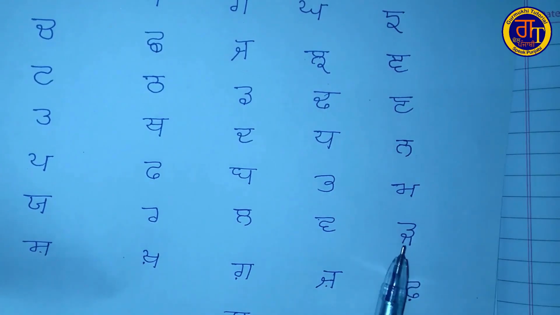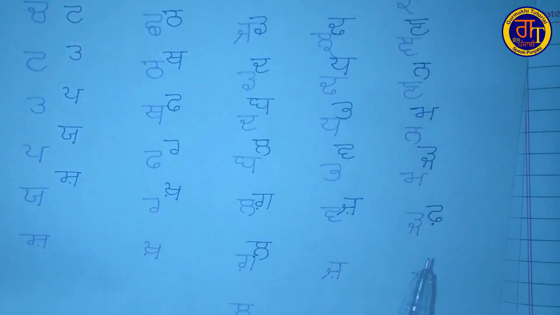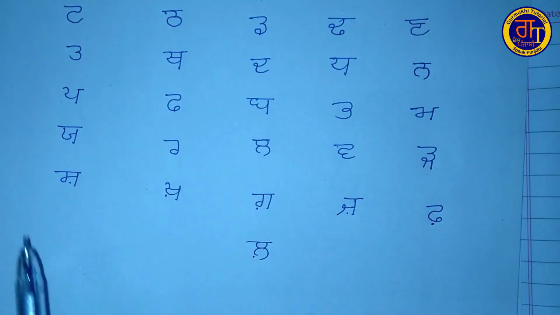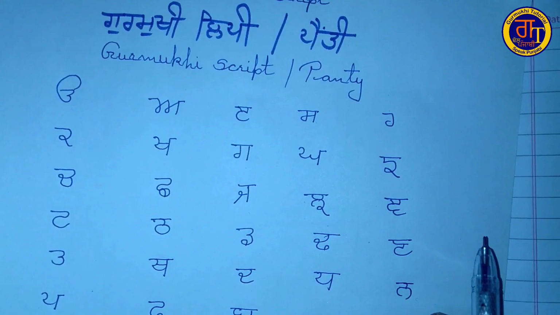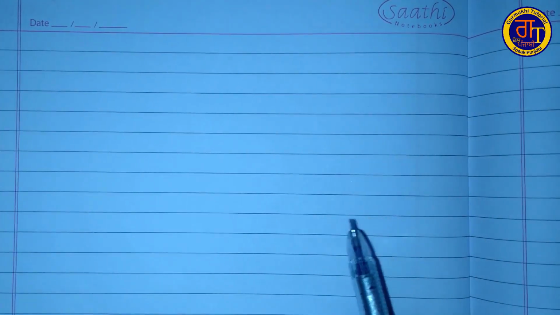These are all 35 letters, and these 6 are additional letters that are used to pronounce and write the words of languages such as Urdu, Arabic, Persian, etc., in the same way as they are pronounced in their own languages. Now, I'll be teaching you how you can write all these.